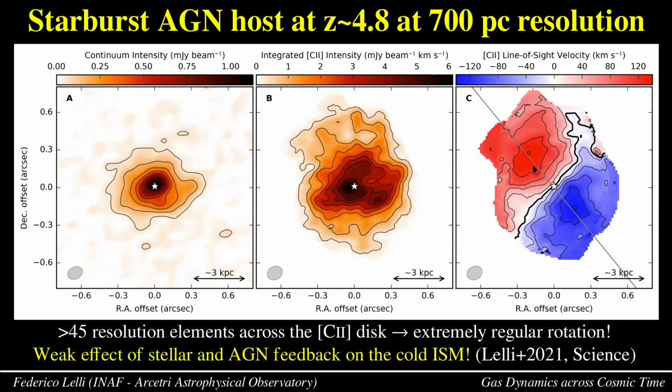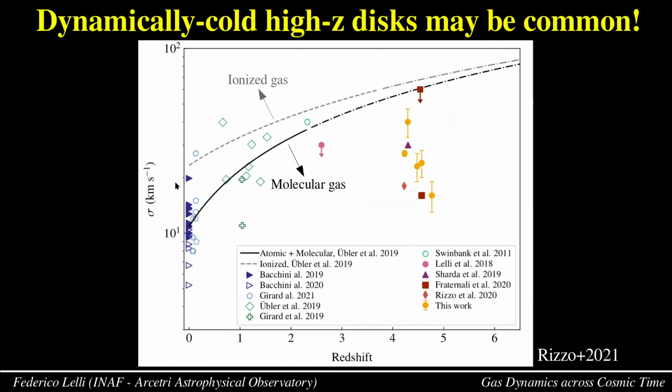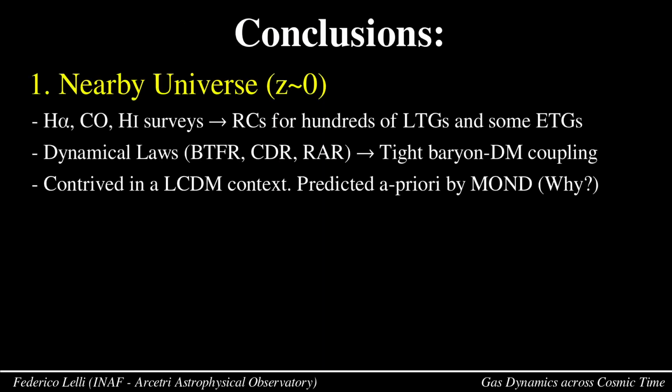And we see clear evidence for very regular rotation, which indicates that the effects of stellar and AGN feedback on the cold ISM must be relatively weak, at least in this galaxy. We are also showing the rotation curve for this galaxy and a mass model, which indicates that to explain these high rotation velocities, we need a central bulge component. And then the other interesting thing is that the V over sigma ratio is very high throughout the entire disk. I'm going to skip this, but it's very interesting. It's the evolution of the velocity dispersion, which probably needs to be revised. And then I will go to my conclusions.